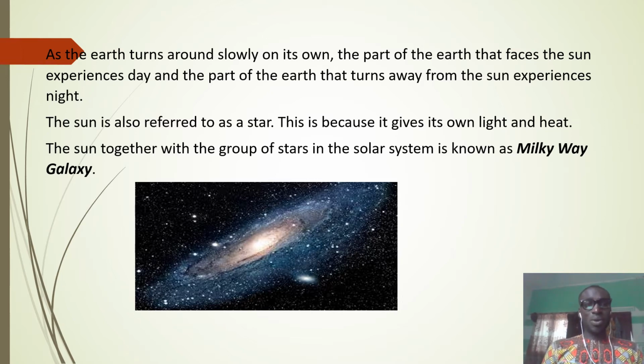The sun is also referred to as a star. This is because it gives its own light and heat. The sun, together with a group of stars in the solar system, is known as a Milky Way galaxy. So that is how the Milky Way galaxy looks like.